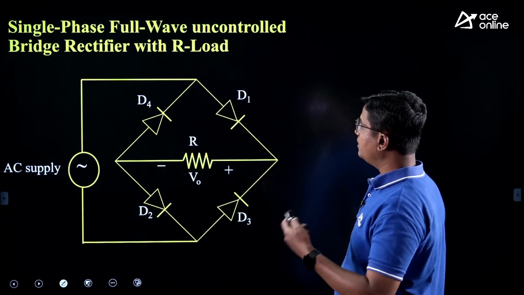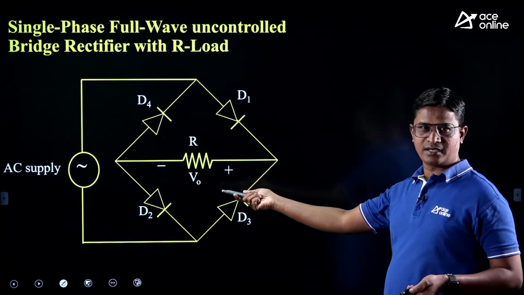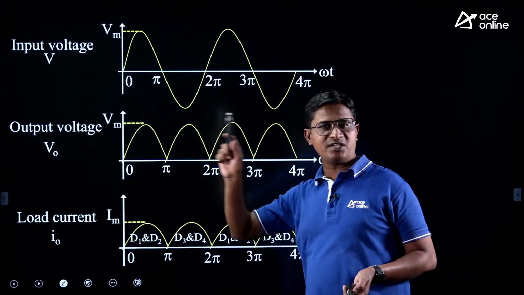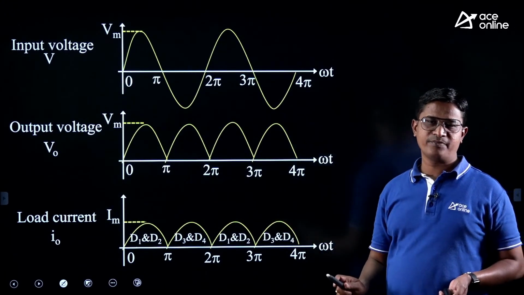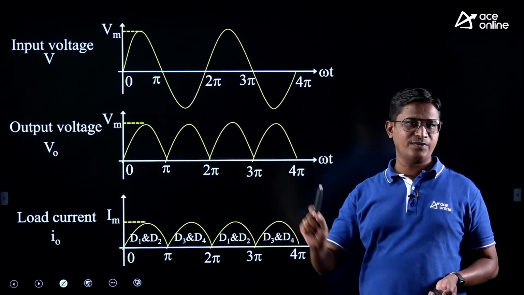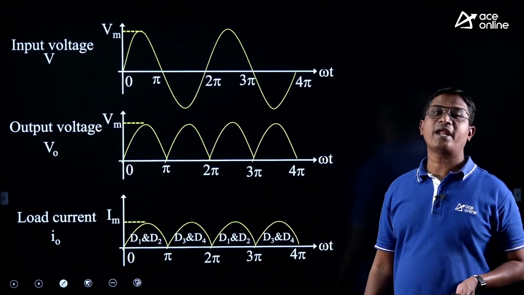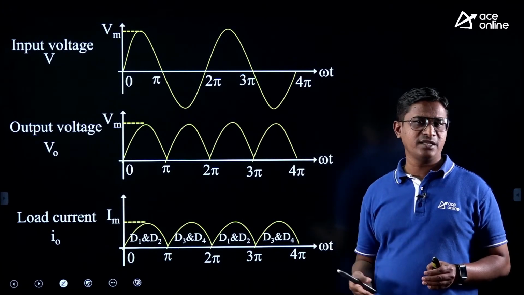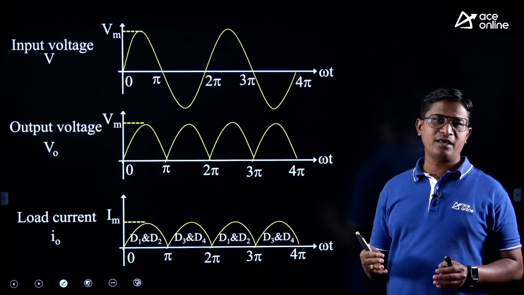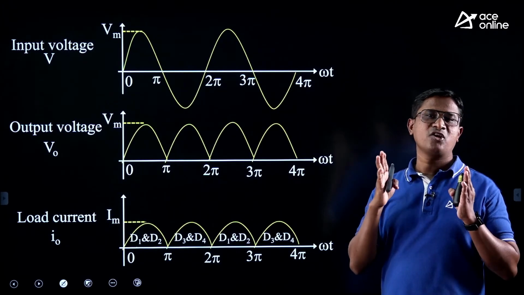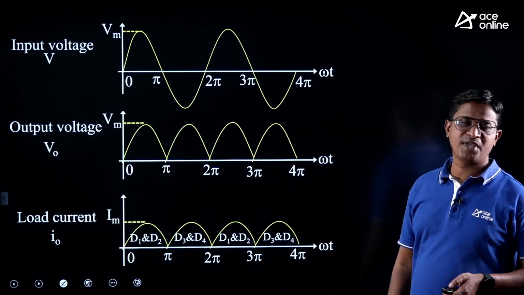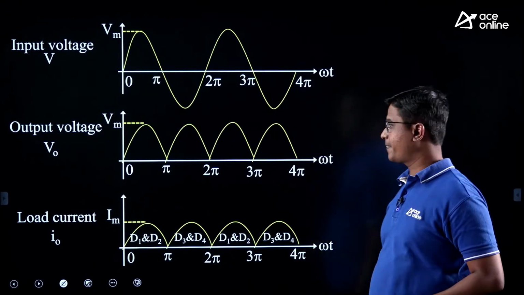Next, this is the bridge rectifier circuitry. The same output voltage waveform we are getting. The output voltage waveform is the same in case of midpoint rectifier as well as bridge rectifier, but in practical cases generally the bridge rectifiers are preferred. The reason is that in a bridge rectifier the required voltage rating of the switch is less, because PIV is different. Less PIV in case of a bridge rectifier.